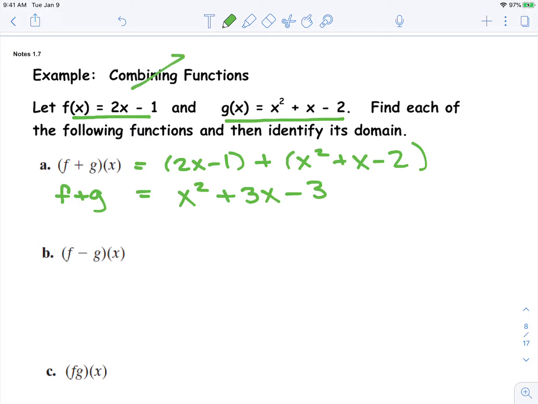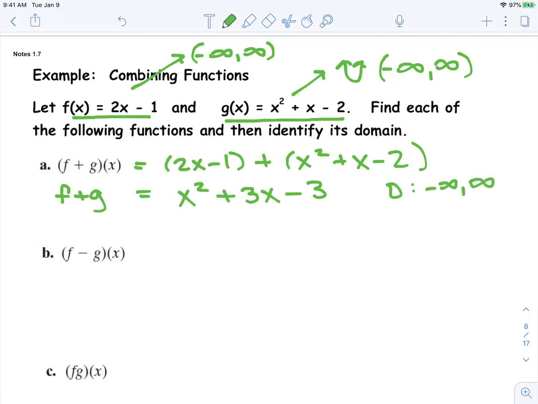Now, if we think back to linears, the domain of this linear function is all real numbers. This is a parabola. Its domain is also all real numbers. So now notice the new function is going to also have a domain of negative infinity to infinity.